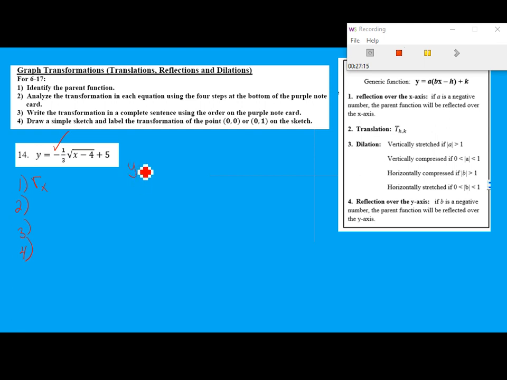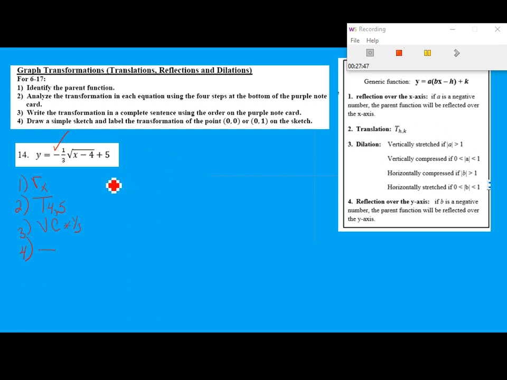And the parent graph, of course, is y equal to square root of x. There's been a translation in here. 4 units to the right, 5 units up. This thing has been vertically compressed by a factor of 1/3. So made wider. Now there's no negative in front of that x, so it has not been reflected over the y-axis.